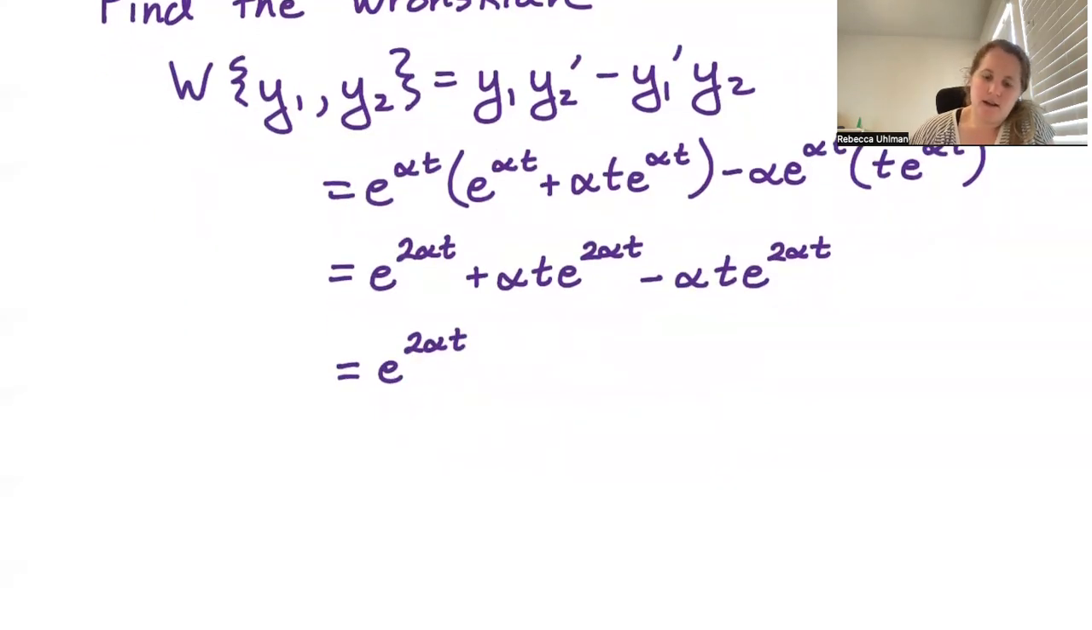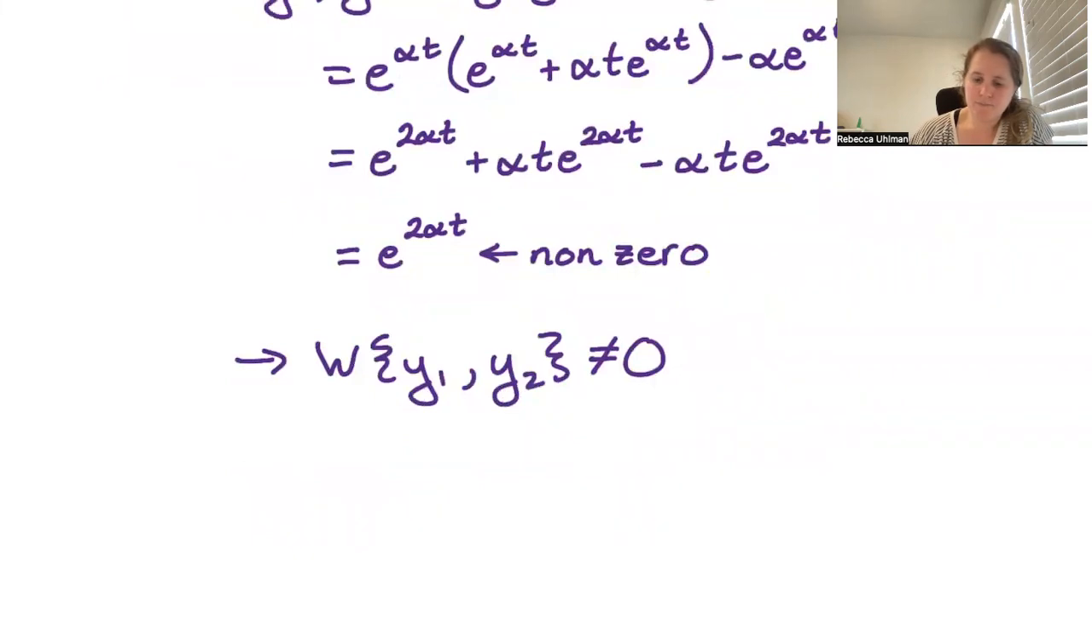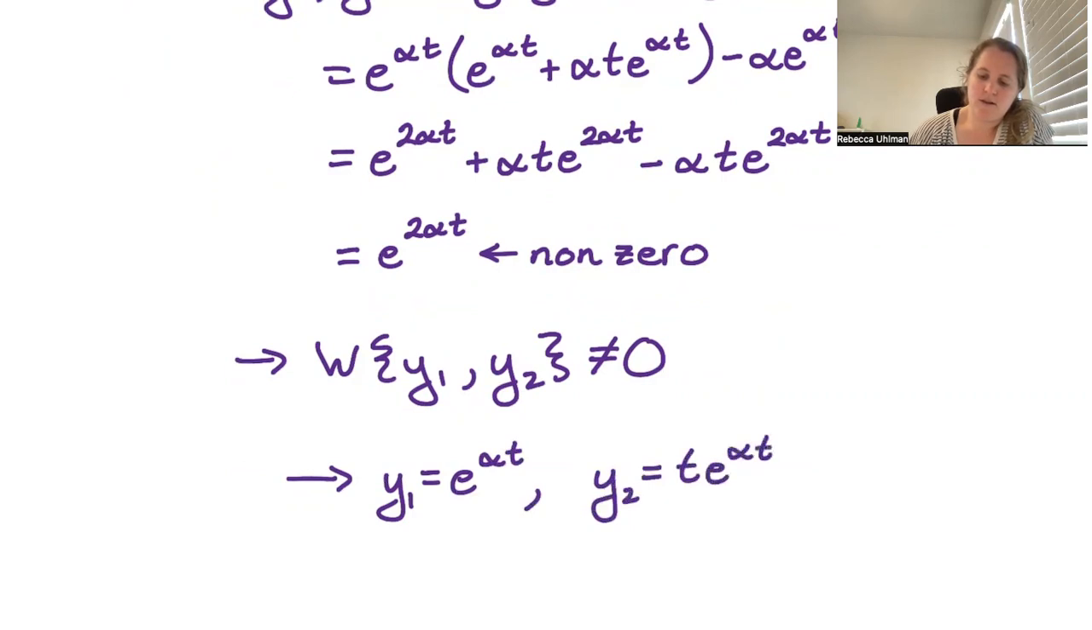This again is non-zero. And so we have that our Wronskian of y1, y2 does not equal 0. And therefore we get that y1 equals e to the alpha t, and y2 equals t e to the alpha t, form a fundamental set of solutions.